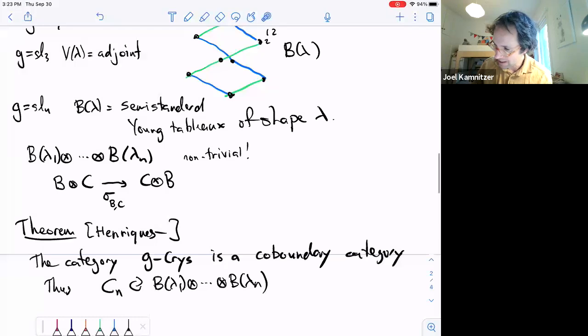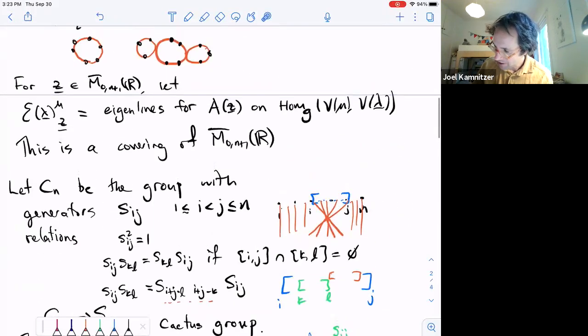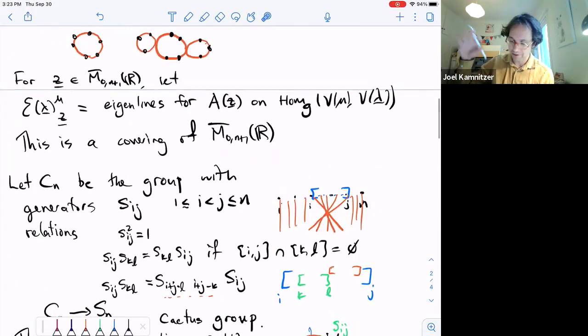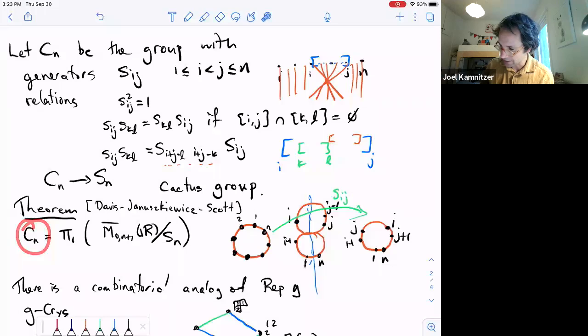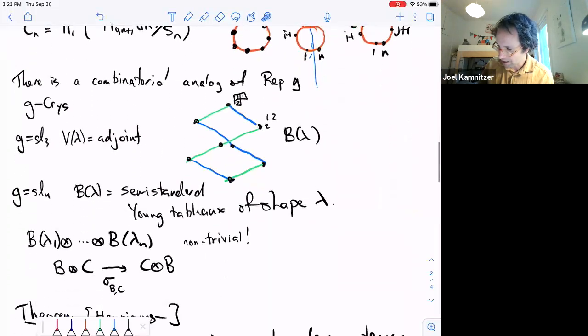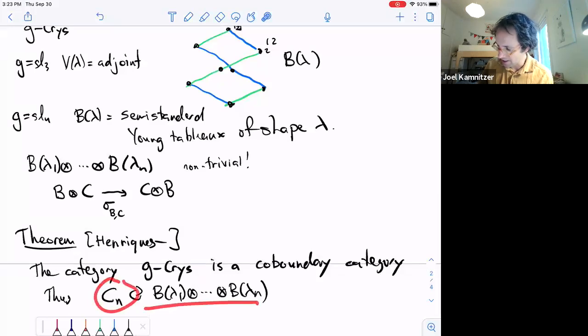So let's just back up a second. Let's see where we were. We started by studying this tensor product multiplicity space. On this tensor product multiplicity space, the Gaudin algebras gave us a covering of the moduli space of n+1 points on RP1, where the fibers were the eigenlines of these guys. For this moduli space, we're interested in the monodromy group of that covering. In other words, that monodromy is going to be an action of its fundamental group, and its fundamental group is our Cactus group. And then our Cactus group shows up in a purely combinatorial framework acting on this set. Okay, so this is just a set with an action of this Cactus group.